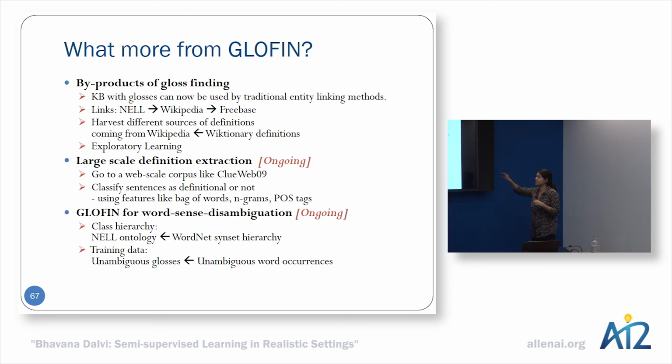Further, another interesting aspect is using this in word sense disambiguation. So now you can replace our NELL knowledge base with the WordNet hierarchy. We didn't make any tree structure assumptions, so it can be used for WordNet. And you can replace the unambiguous glosses by unambiguous word occurrences. And we are working on this with a University of Haifa professor and learning these word senses.